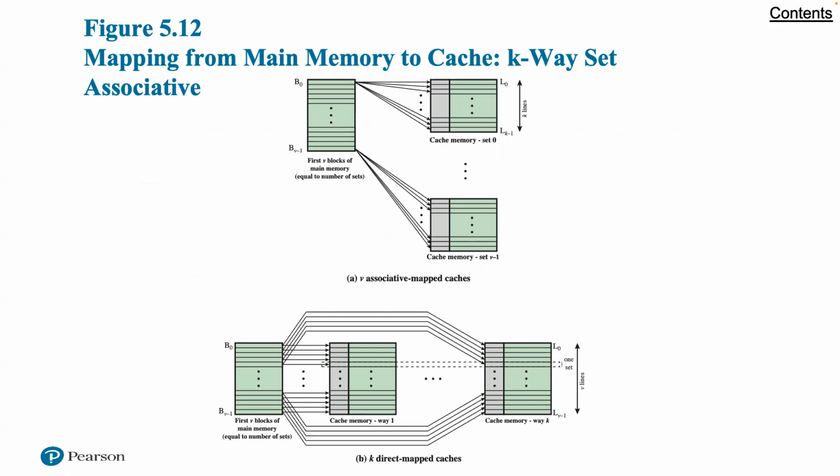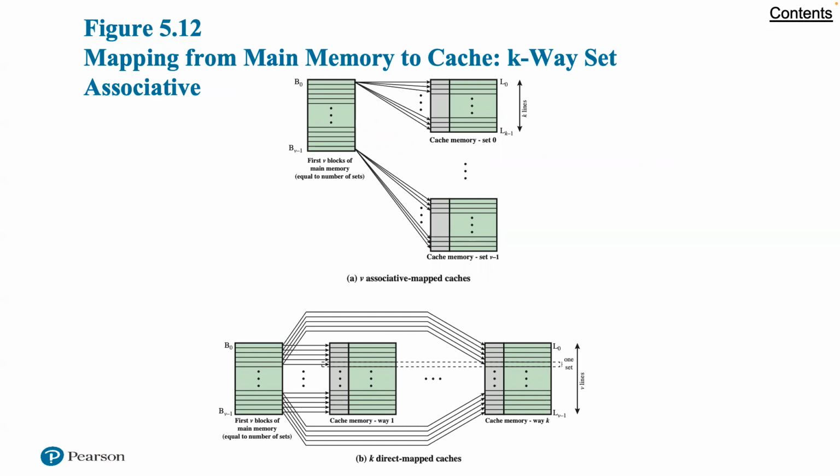So here in figure 5.12a, it illustrates the mapping for the first V blocks of main memory as the associative mapping. Each word maps into multiple cache lines. For set associative mapping, each word maps into all the cache lines in a specific set, so that main memory block B sub 0 maps into set 0 and so on. Thus, the set associative cache can be physically implemented as V associative caches. It is also possible to implement the set associative cache as K direct mapping caches, as shown in figure 5.12b.